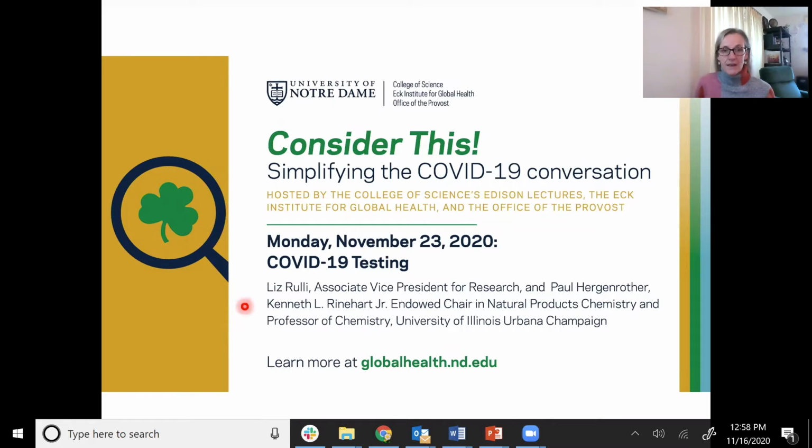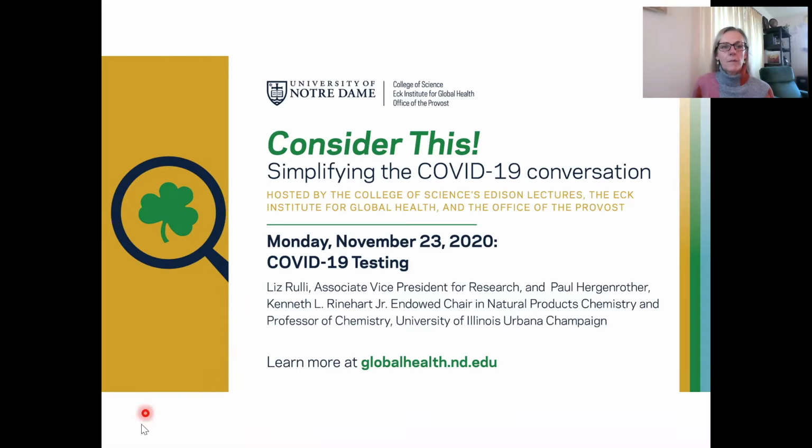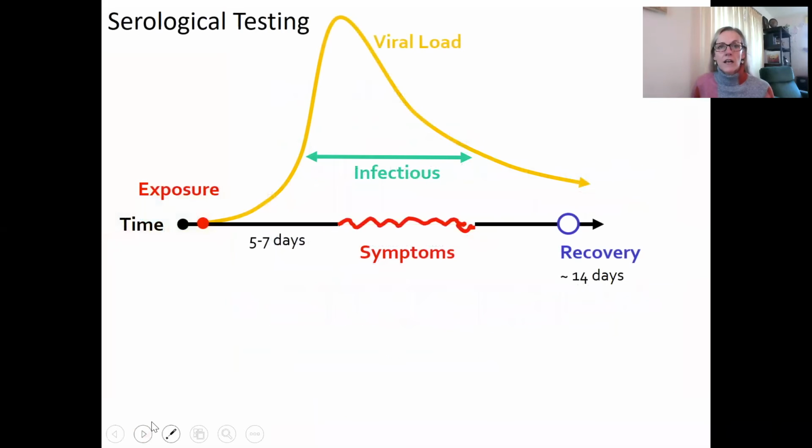So I posted some other tutorials about an overview of the different kinds of testing, one on antigen testing. I posted a previous tutorial on how PCR works. And in this particular tutorial, we're going to talk about serological testing, or testing for antibodies.